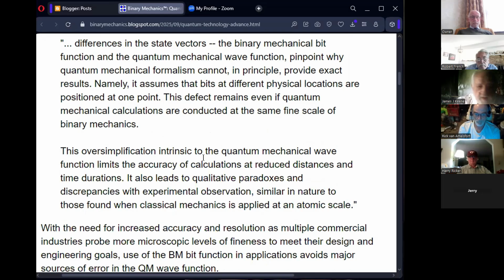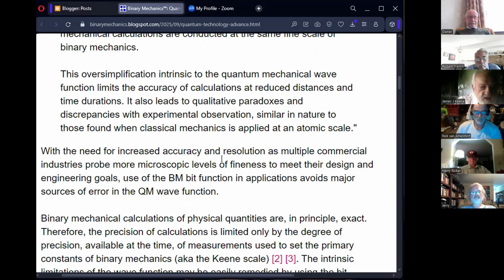This oversimplification intrinsic to the quantum mechanical wave function limits the accuracy of calculations at reduced distances and time duration. This is why I'm saying the transition is inevitable. It also leads to qualitative paradoxes and discrepancies with experimental observation, similar in nature to those found when classical mechanics was applied at the atomic scale.